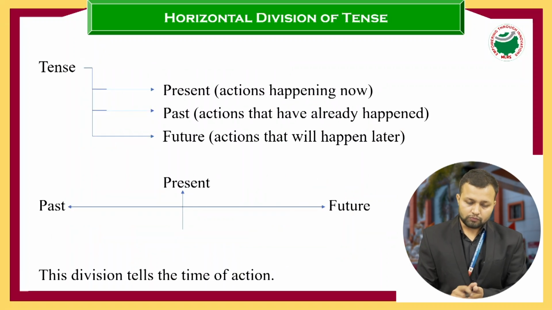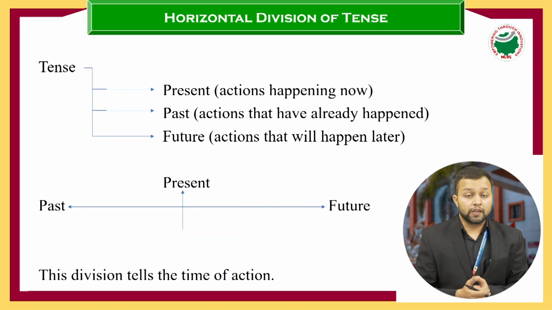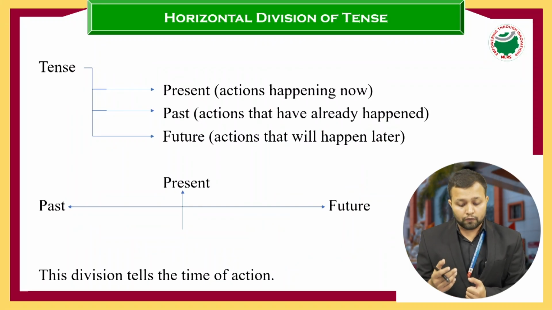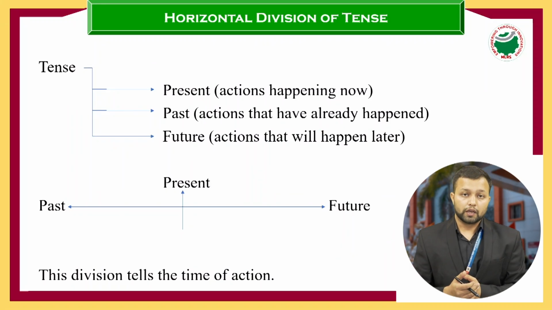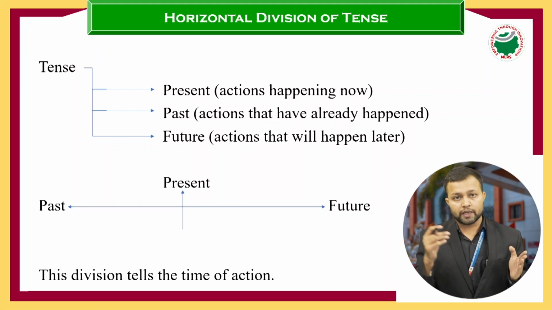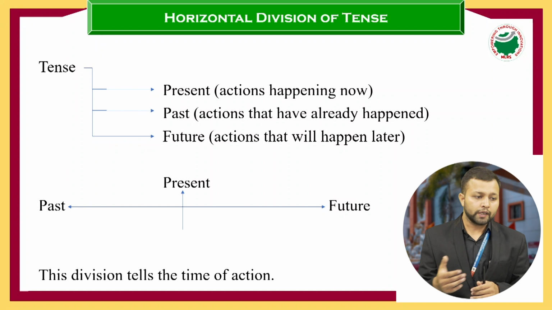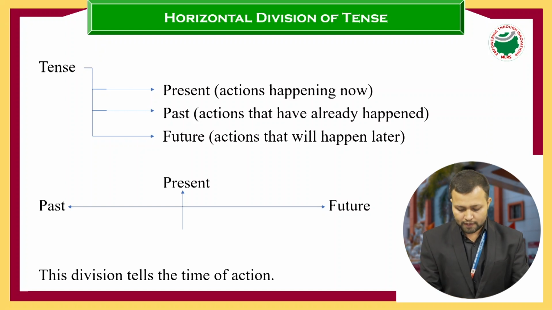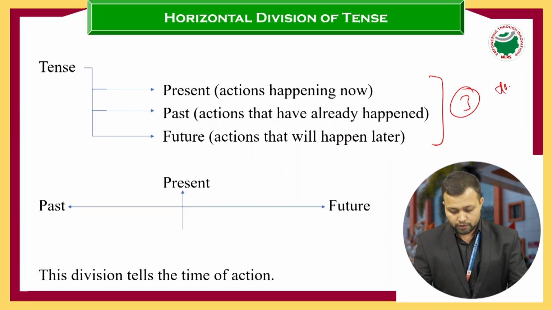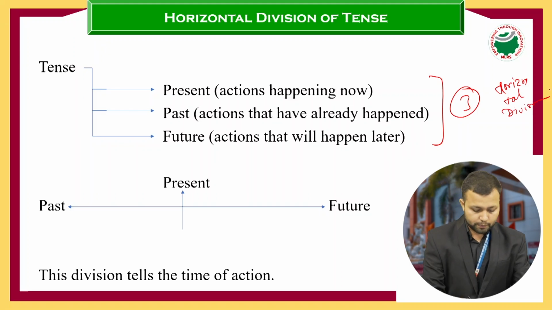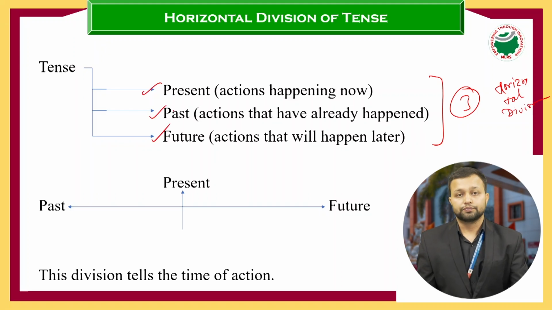Next one, moving on to the divisions or classifications of tenses. There will be two divisions. First one will be horizontal division and second one will be vertical division of tenses. So tense is classified into three types in terms of horizontal division. That is present, past, and future.